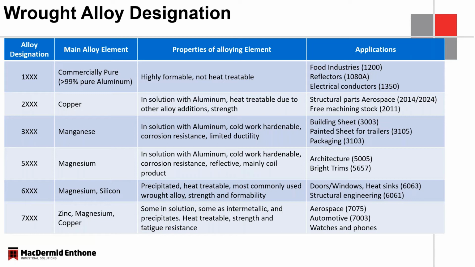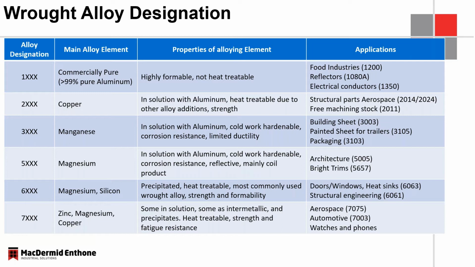The 3000 series here, alloyed with manganese. This is for sheet material, for trailers, anything that is cladded, and for some of the packaging materials as well. 5000 series, magnesium as the alloying material here. Again, this is used for some sheet material. There is for the architectural industry, bright trims for cars, so on and so forth.